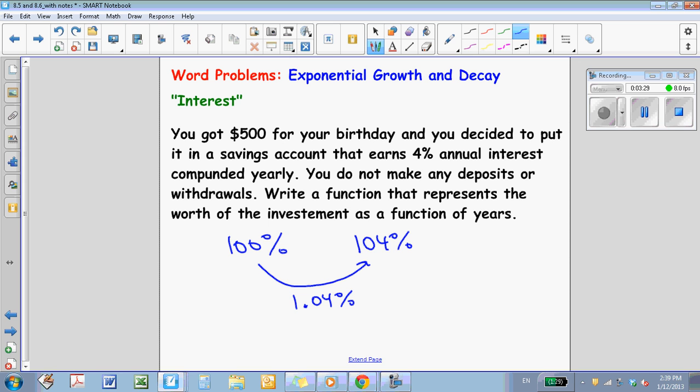So remember that 1.04 represents 104%. Okay, so my function is going to be my starting value, so 500 times 1.04 to the power of x. So 1 year later, if you want to know how much money you have, you would replace x with 1. If you want to know 5 years later how much money you have, you would replace it with 5.